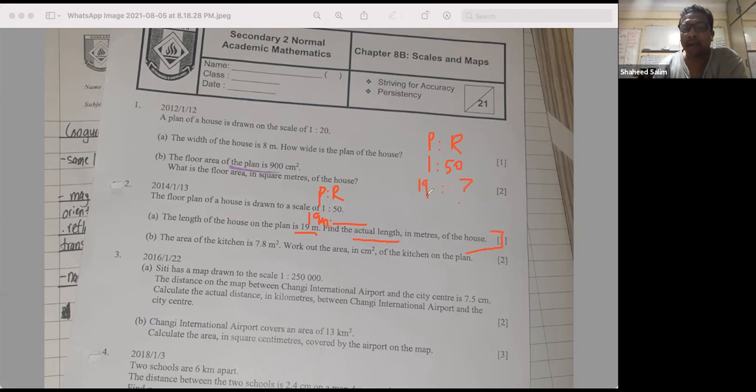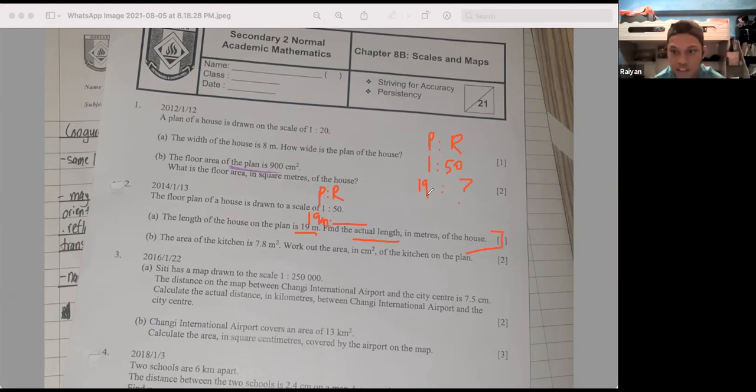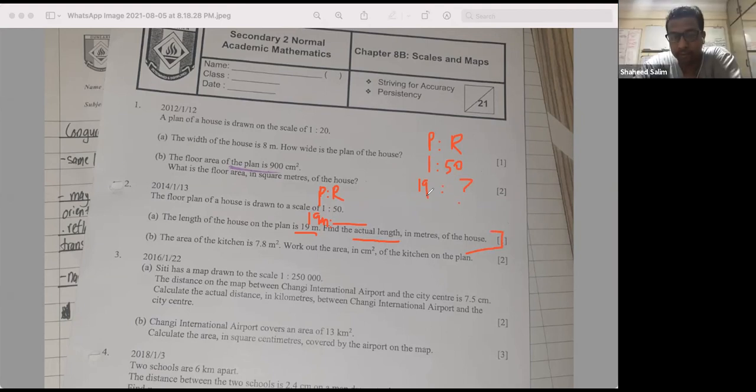Maybe it's 19 cm. If 19 cm, no problem. You just times by 950, then you divide by 100. I think it's cm, it cannot be meters. Never mind, your teacher will correct it. So again, 50 times 19, then the answer divided by 100. Easy, yeah? Now down here, we clear this one again.